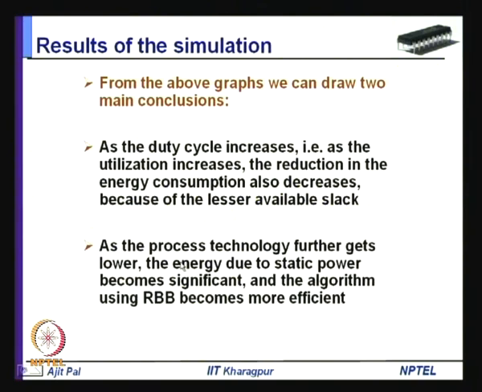So, from this we can conclude that as the duty cycle increases, the utilization increases, and the reduction in energy consumption also decreases because of lesser available slack. As the process technology gets further lower, the energy due to static power becomes significant, and the algorithm using reverse body biasing becomes more efficient.